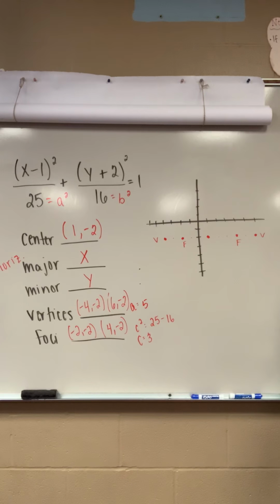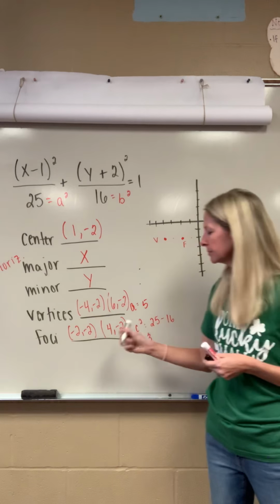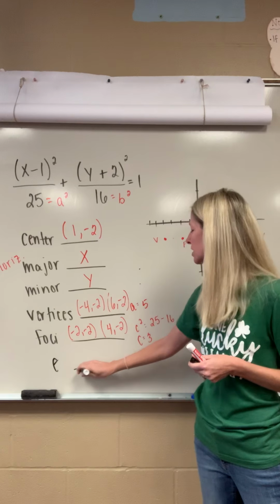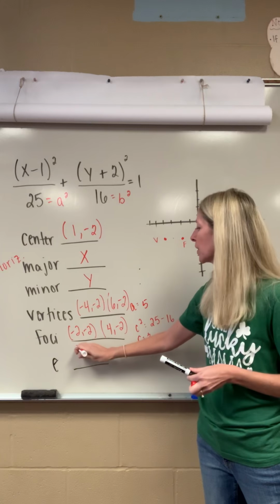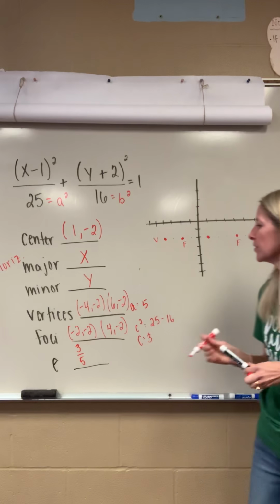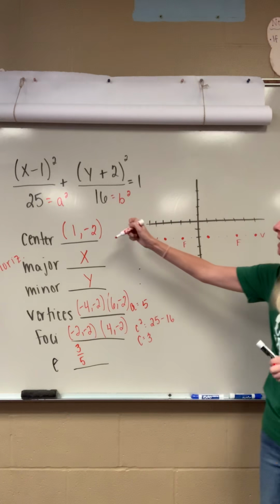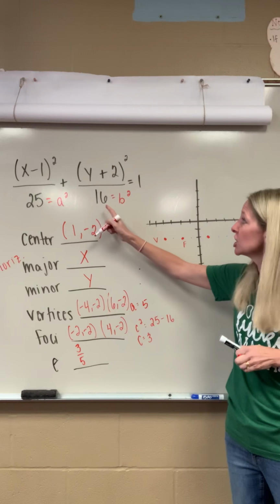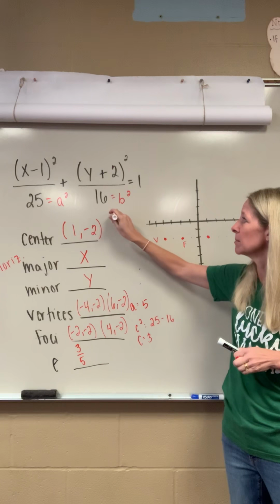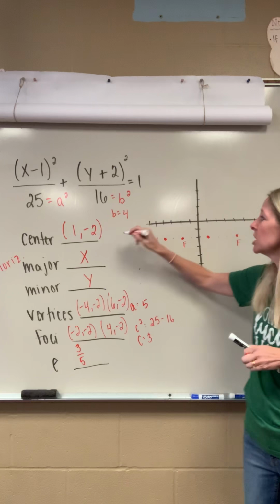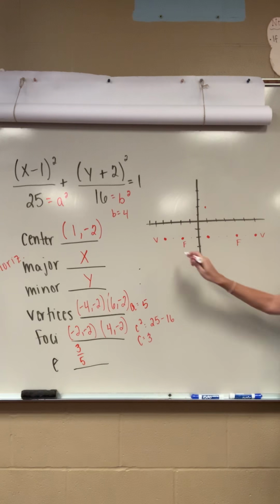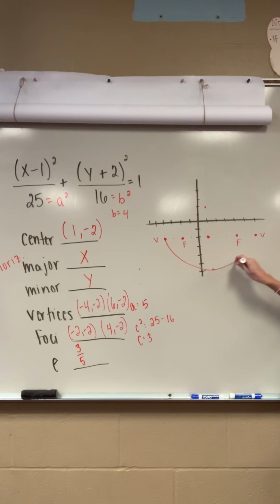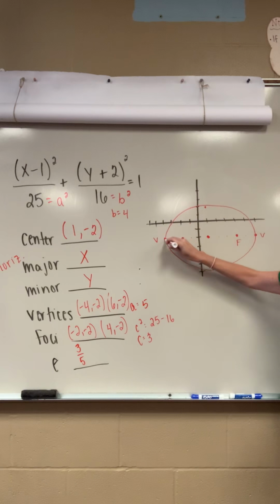For the eccentricity, you just put C over A. So the C value was 3, the A value was 5. You just put 3 over 5. But to finish the graph, we've got to figure out how wide it needs to be. That's where the B value comes in. Since 16 is B squared, that means that B is equal to 4. So from the center, you're going to go up 4. Then from the center, go down 4. And that just shows you the width. And so then when you draw your ellipse, it's going to look something like that.